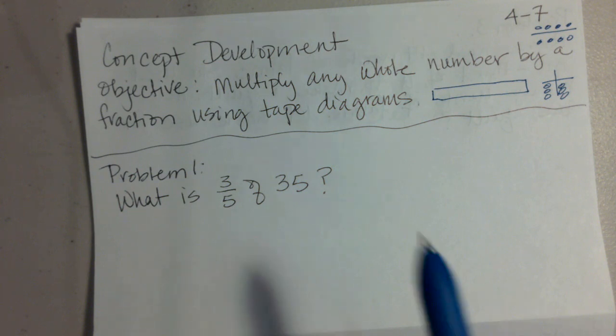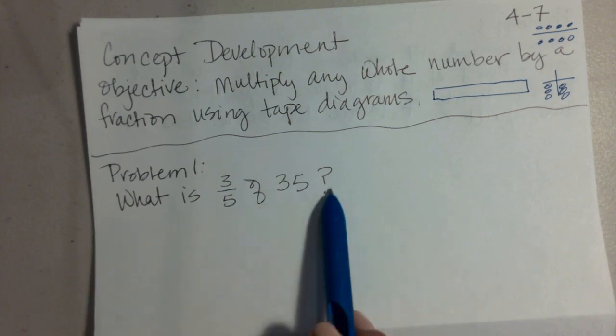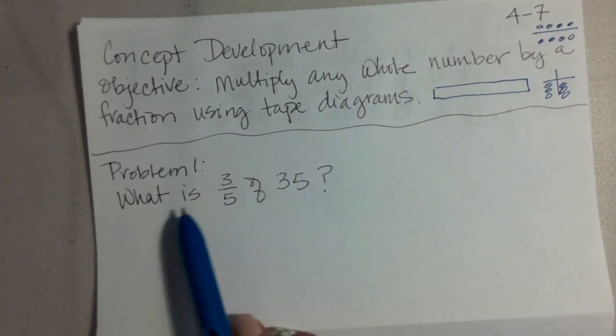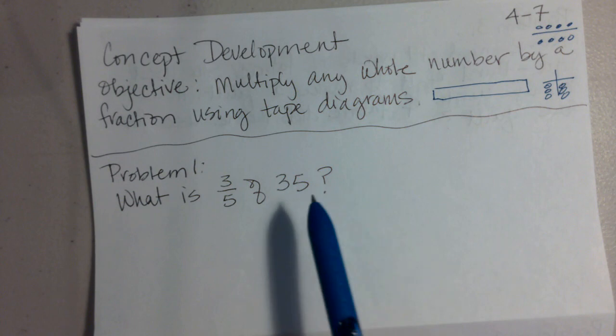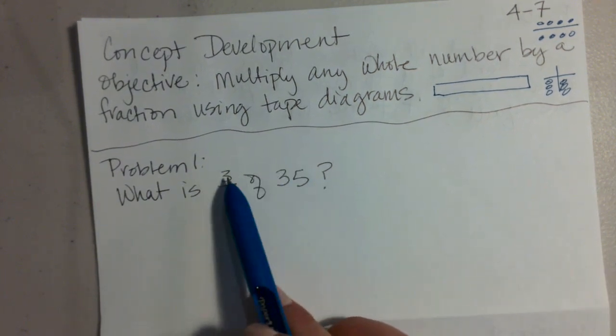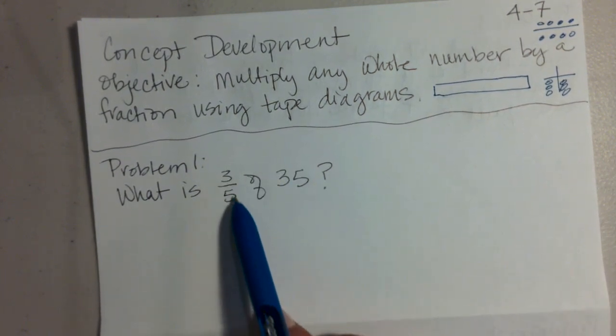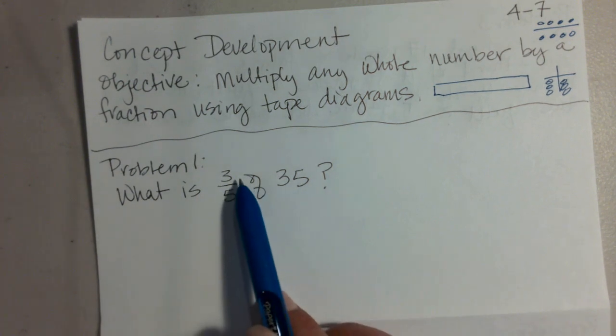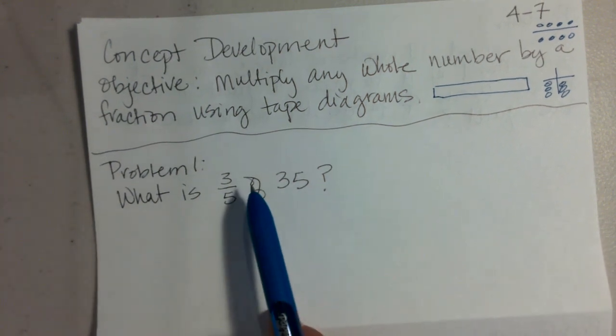So what is 3/5 of 35? What is the whole number? The whole number is 35, correct? And we're trying to find a portion of 35. What is 3/5 of 35?